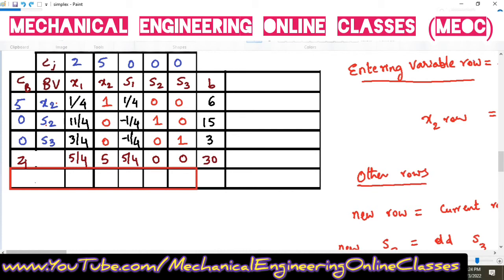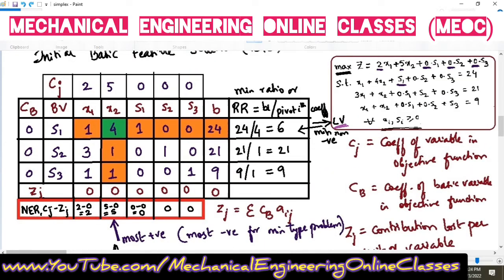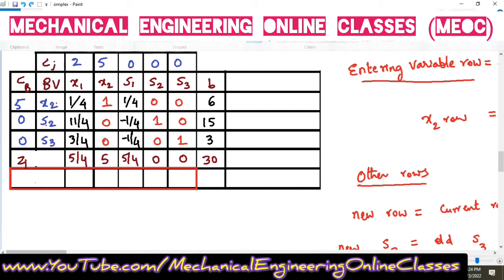So for that we have to again find the index row, the net evaluation row, like how we have already evaluated for the first table, NER. So this is 2 minus 5 by 4, that will be 3 by 4. This is 5 minus 5, 0. This is 0 minus 5 by 4, which is minus 5 by 4. 0 minus 0 is 0. 0 minus 0 is 0.